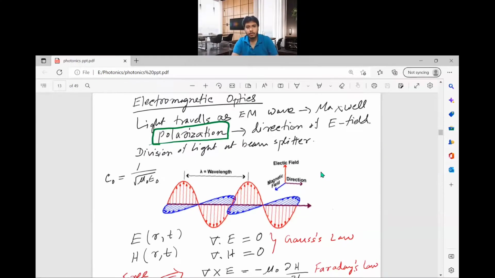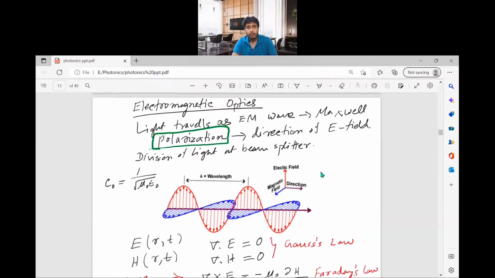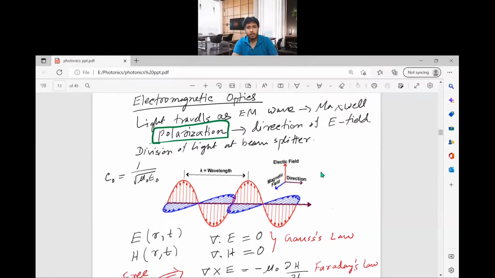We have covered ray optics and wave optics, so now we'll move on to electromagnetic optics. What is the need for electromagnetic optics? Ray optics and wave optics can describe reflection, refraction, and the interference and diffraction phenomena, but they fail to explain the division of light by a beam splitter. This can be explained by electromagnetic optics.